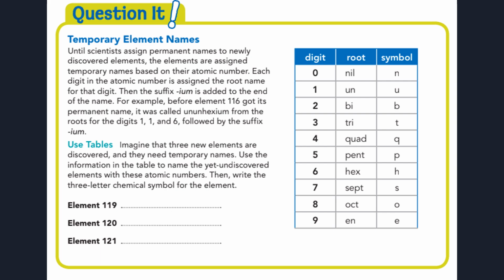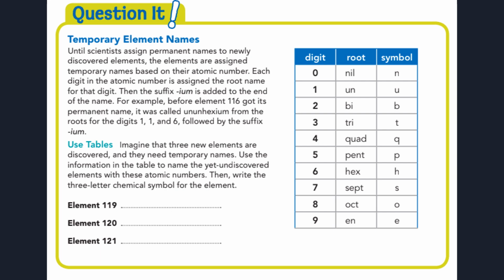All right, now we're going to do this question, and this one is important. If you'll remember earlier, we said that all elements have an abbreviation that is 1 or 2 letters, but then I also mentioned how some have 3 letters, and this is where that comes in. So, temporary element names. We said that those are temporary. This is us practicing how scientists do that. Until scientists assign permanent names to newly discovered elements, the elements are assigned temporary names based on their atomic number. Each digit in the atomic number is assigned the root name for the digit.